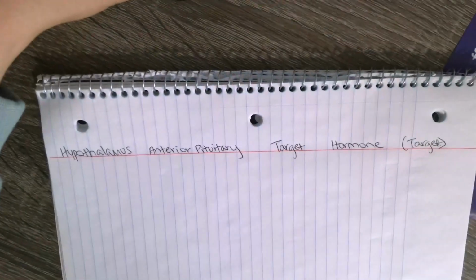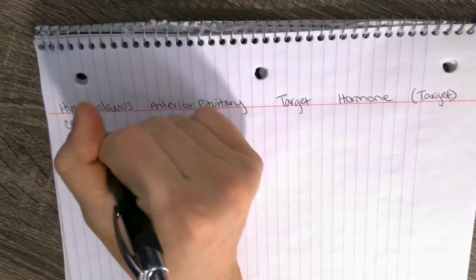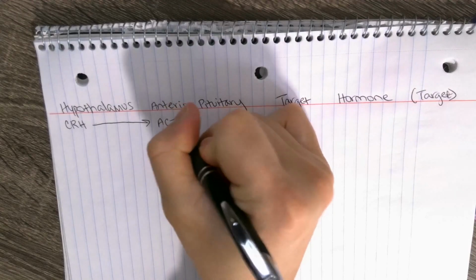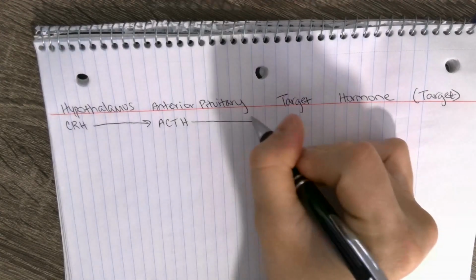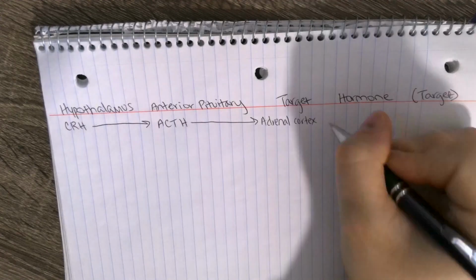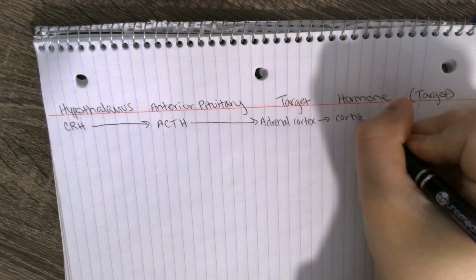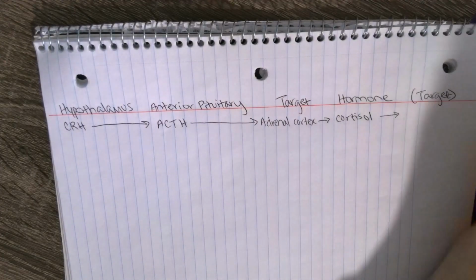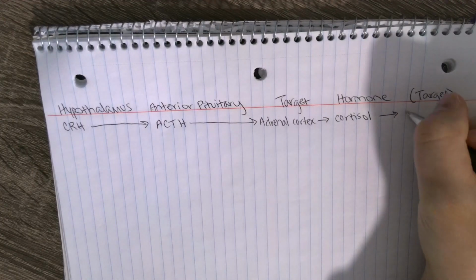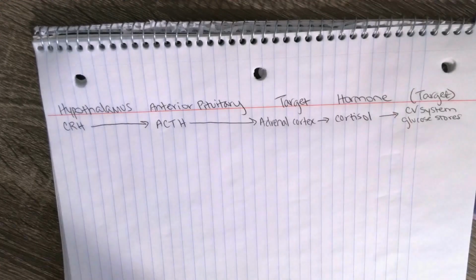What we can do here is start with CRH, corticotropin releasing hormone. That stimulates the anterior pituitary to release ACTH. That targets the adrenal cortex, and that causes the adrenal cortex to release something called cortisol. What cortisol does then is target a lot of different things, right? It targets the cardiovascular system, glucose stores, things like that. And that's kind of its function.